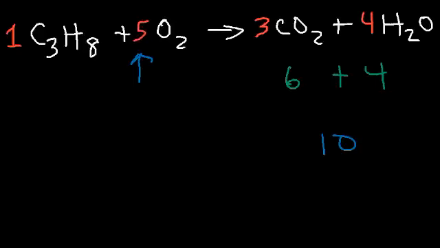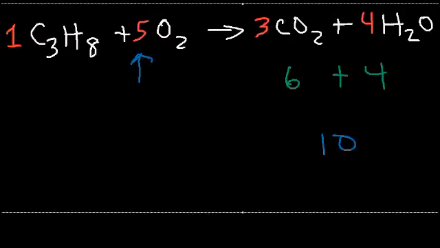So everything is balanced. We have 3 carbon atoms on both sides, 8 hydrogen atoms, and a total of 10 oxygen atoms on both sides. And that's really what you need to do to balance an equation. Just make sure the number of atoms on both sides are equal. So now let's try another example.